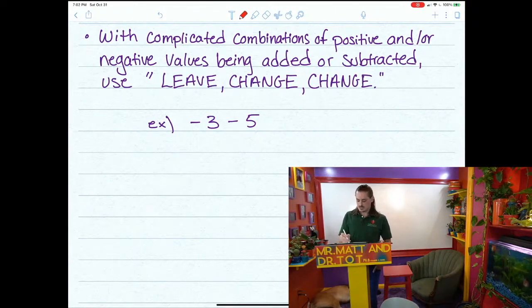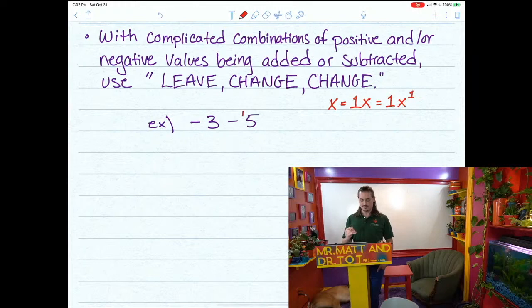Just like if we have x, we really know that that means 1x. And really, we know that that means 1x to the 1 power. It's just that the coefficients of 1 are useless there, and so we find them needless and redundant to write over and over again. So we just don't list them, and we just write x. The same thing is true here. We really have a positive 5. This is really -3 minus a positive 5.